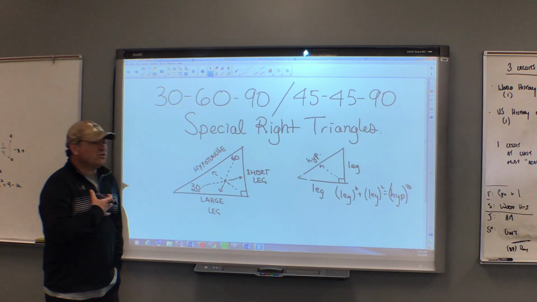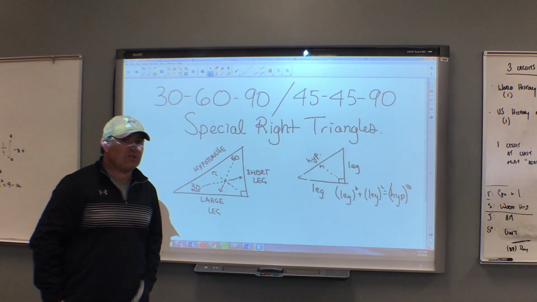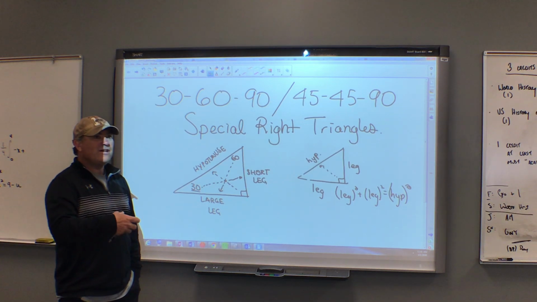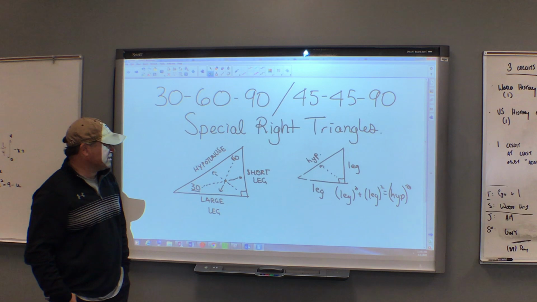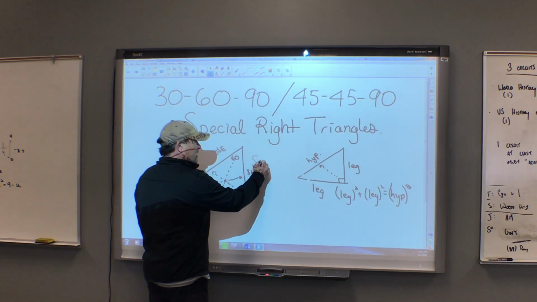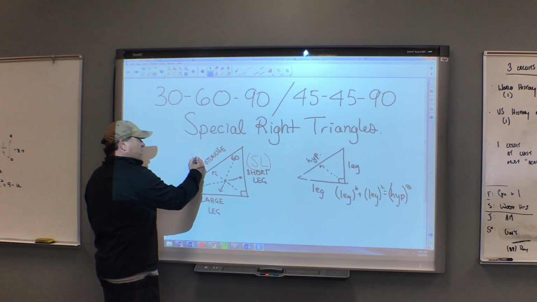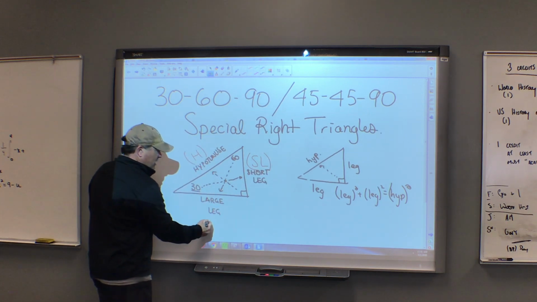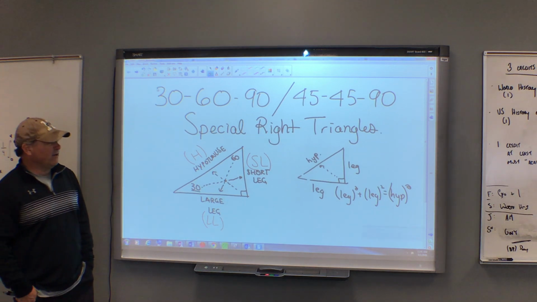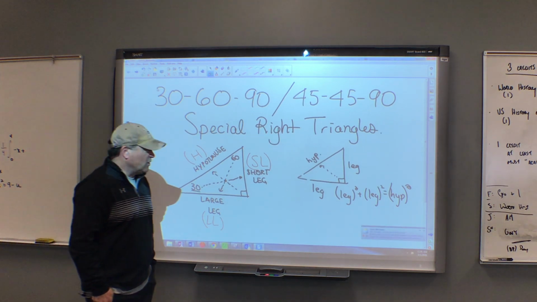And for me, those relationships or those names are important as we go forward, being able to define the relationships between the three sides. You're going to see me abbreviate these. Short leg, I'm going to write as SL. Hypotenuse, I'm going to write as H. And long leg, or large leg, I'm going to write as LL. Okay?